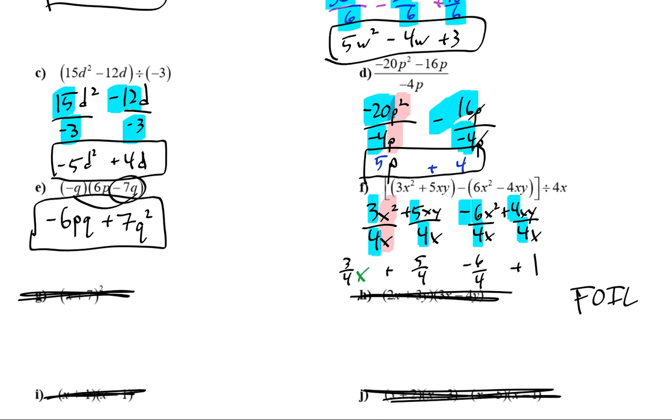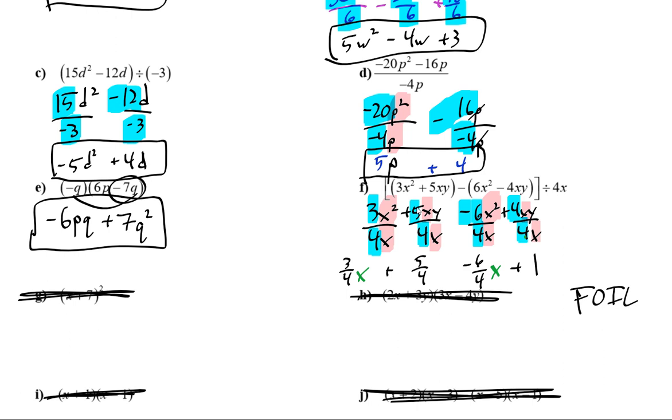Here, I've got x over x, so that cancels out. No x's. Here I've got x squared over x, which again is just an x. So x to the 2 minus 1 is just x. And here I have another x over x. They cancel out as well.